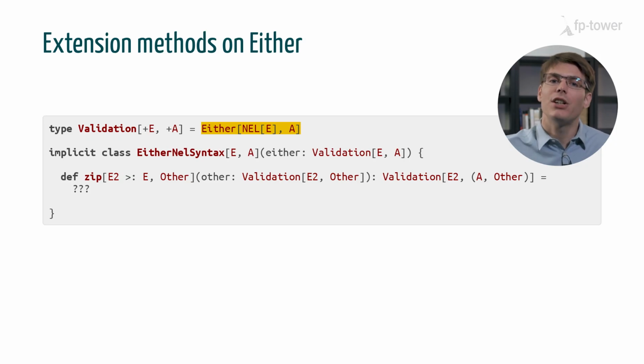Now, we could have taken another approach to accumulate errors. Instead of creating a class, validation, we could have defined it as a type alias for either when the left-hand side is a non-empty list. Then zip and zipWith would be defined as extension methods for this type alias. Both approaches are suitable and available in the Cats FP library. I encourage you to try both to see which one you prefer.